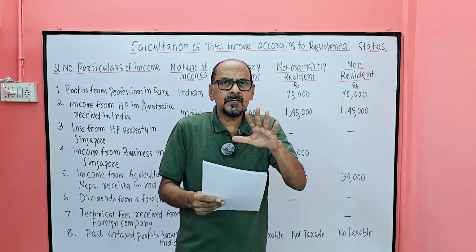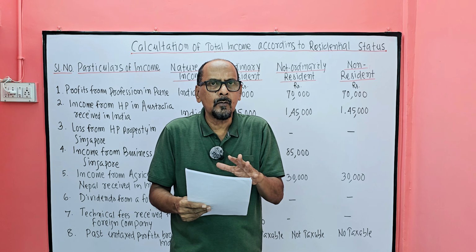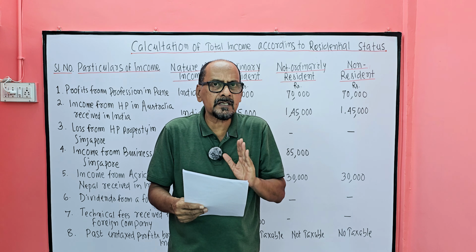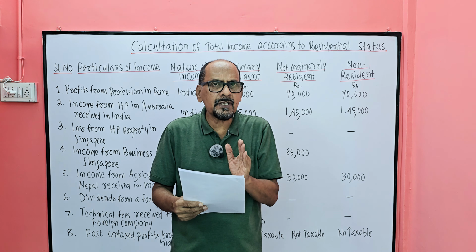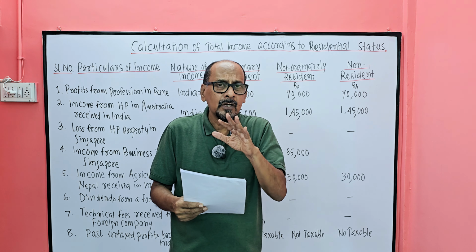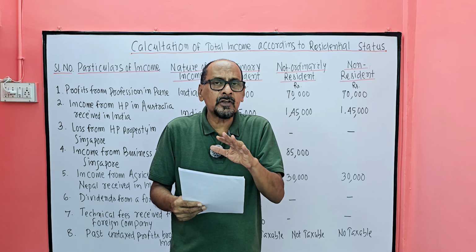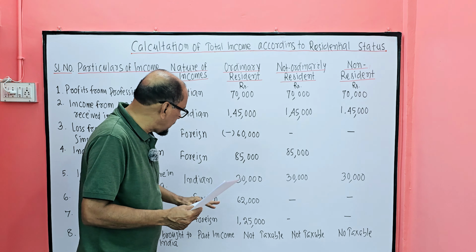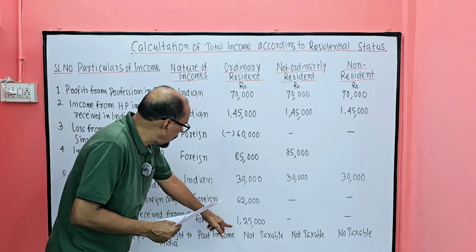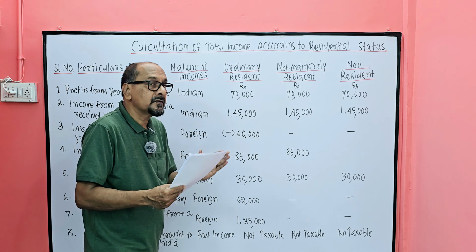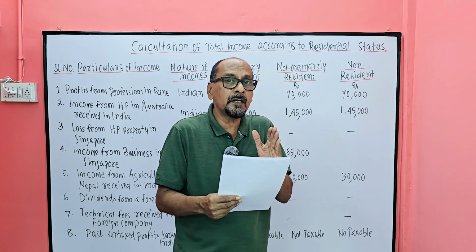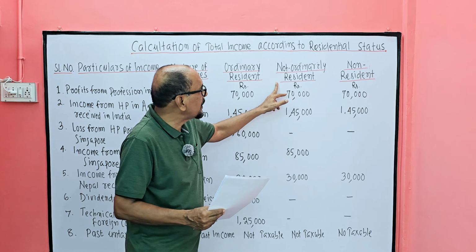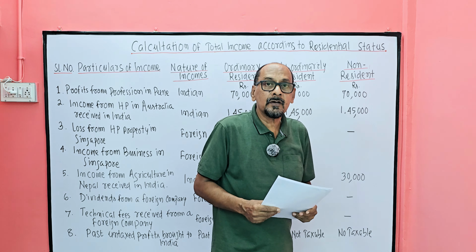So these are the scope of total income. When certain financial transactions are given in a question, we have to work out the scope of total income on the basis of residential status. So when we are making the total of all three, that is the scope of total income, if a person is an ordinary resident, not ordinarily resident, and non-resident.